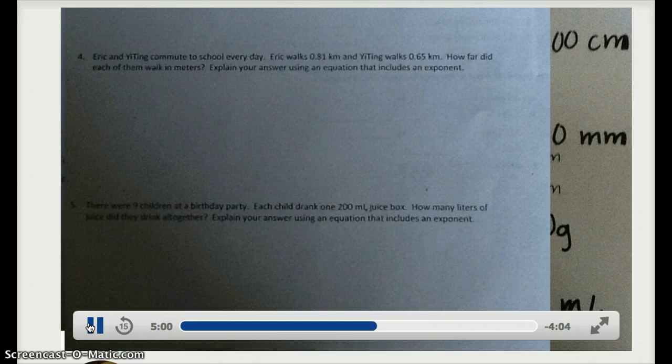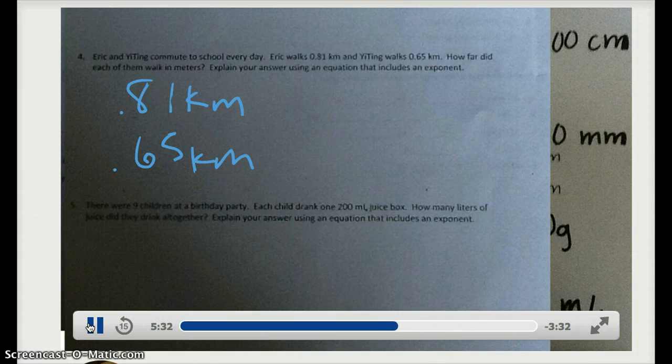All right, this one says Eric and Yitting commuted to school every day. Eric walks 0.81 kilometers and Yitting walks 0.65 kilometers. How far did each of them walk in meters? First thing I'm going to do is Eric walked 0.81 meters and Yitting walked 0.65 meters. Oh, kilometers, not meters. We want to know how far they walked in meters.